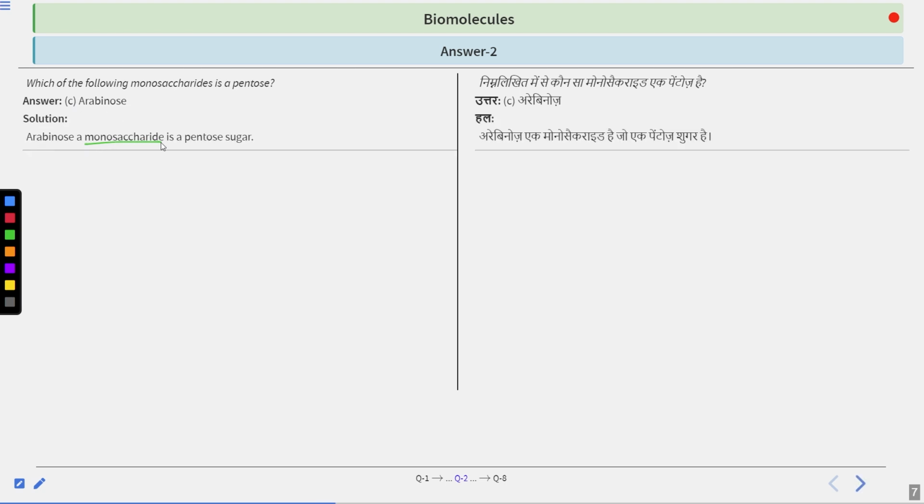Arabinose is a monosaccharide, which is a pentose sugar. Basically, all the options given in the question are monosaccharides, but we have to tell which one particular monosaccharide is a pentose, having 5 carbons in it. In the structure of arabinose, the number of carbons present is 5, and arabinose is a pentose sugar, and that is why the correct answer is option C, that is arabinose.